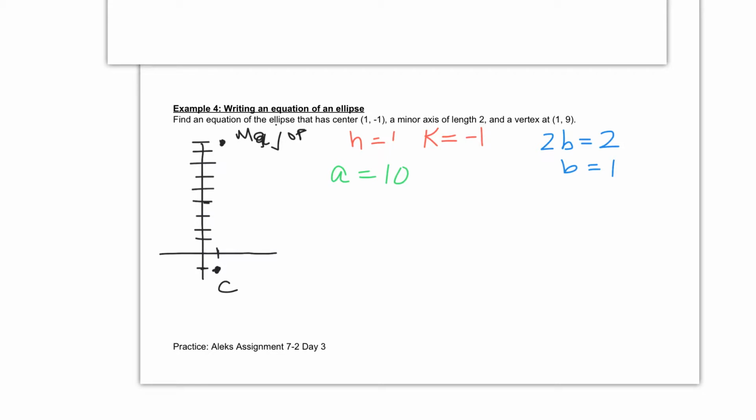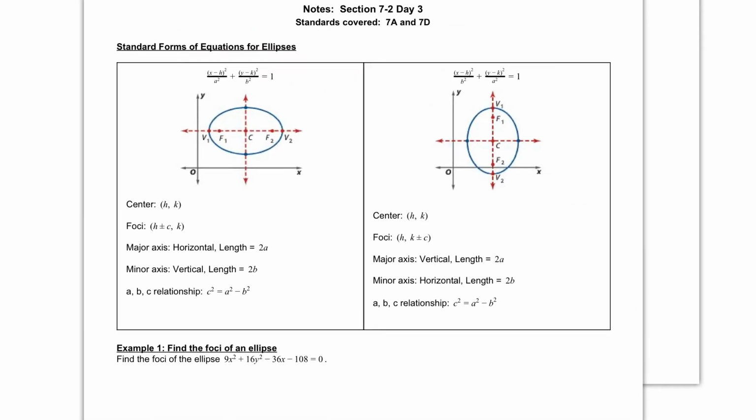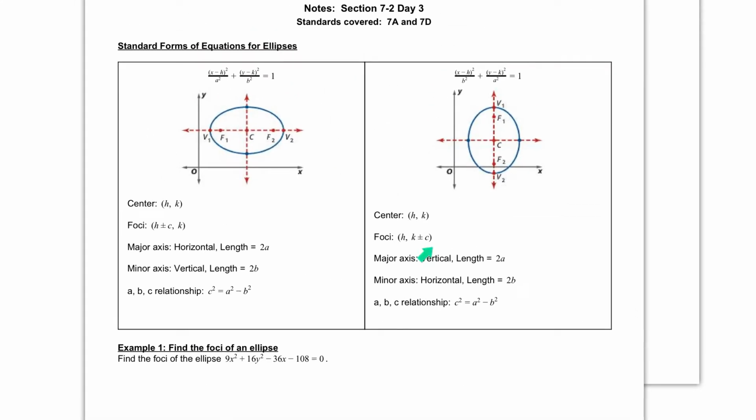Now I have all the stuff that I need in order to write my equation. I have my h, I have my k, I have my a, and I have my b. Before I can write that equation, I need to know which one I have. So let's go back to the top and see. Remembering that our major axis this time is vertical, if we look at our equations on the top, the one on the right here gives me a major axis that is vertical, which indicates to me this time my a value, my bigger one, my major axis, is going to be underneath my y. So I'm looking to put that a value underneath the y's.